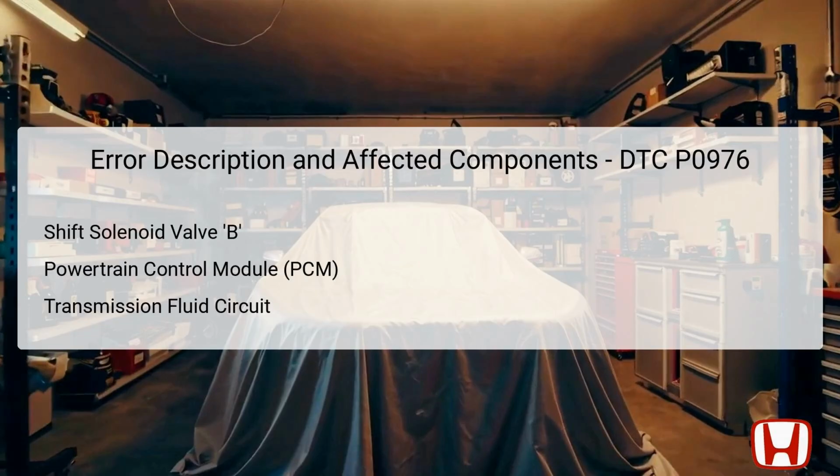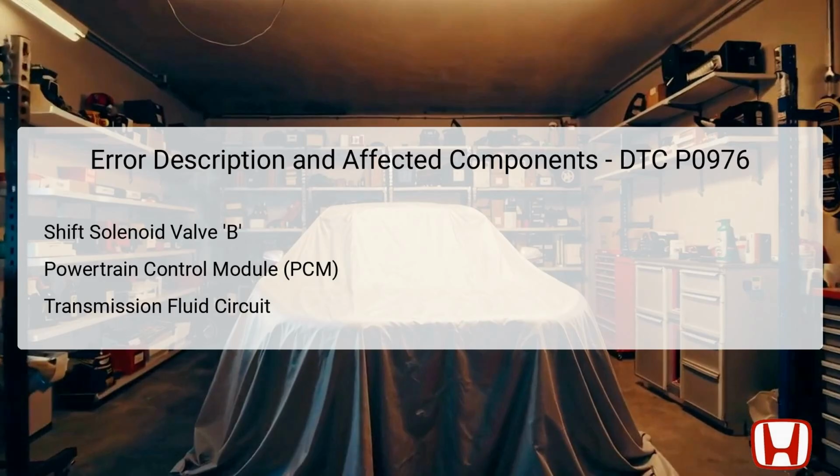The DTC P0976 pertains specifically to the shift solenoid valve B circuit. The shift solenoid is responsible for regulating the flow of transmission fluid to ensure smooth gear transitions within the automatic transmission of the Honda Fit. Its position is typically within the valve body assembly, which is located inside the transmission. The PCM monitors this solenoid to determine its operational status and to make necessary adjustments based on various driving conditions.